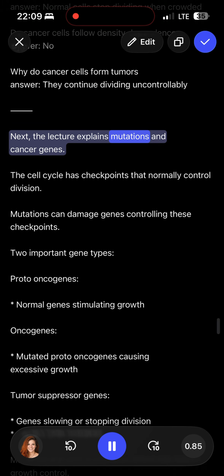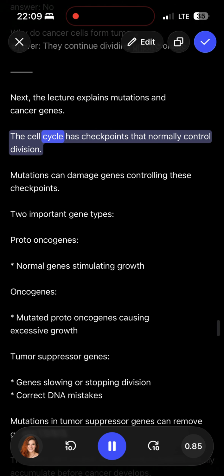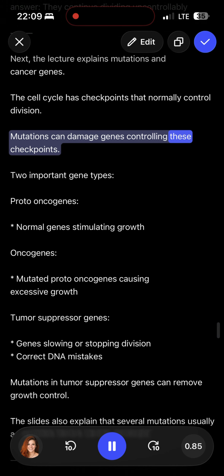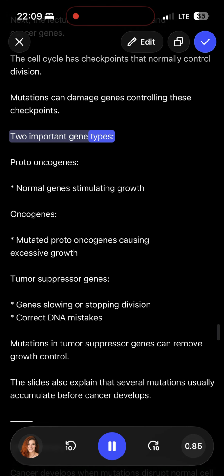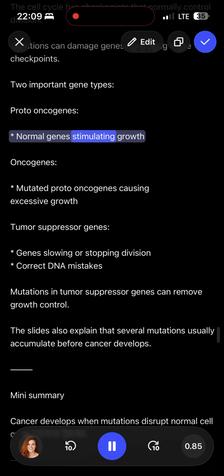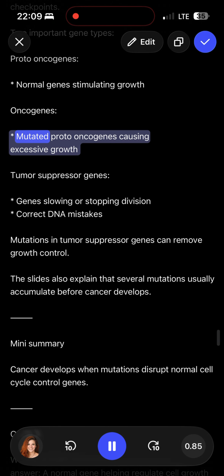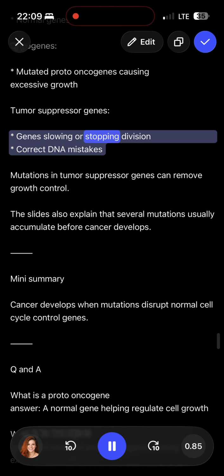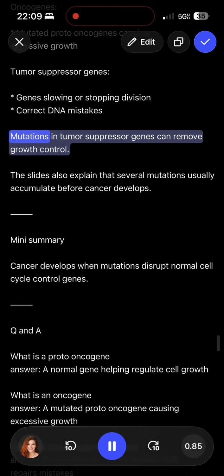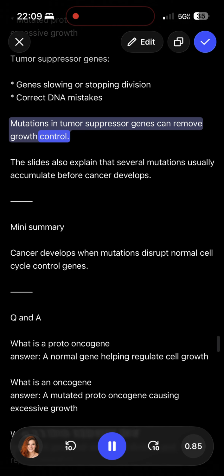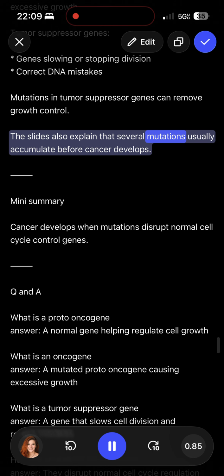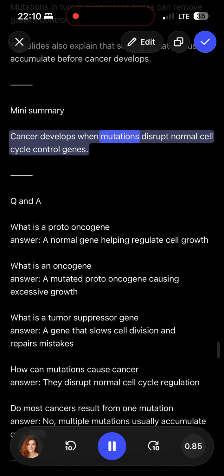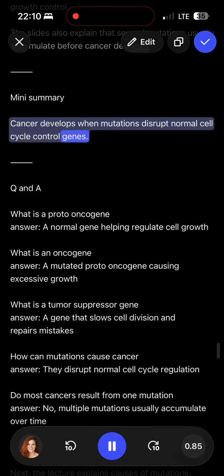Next, the lecture explains mutations in cancer genes. The cell cycle has checkpoints that normally control division. Mutations can damage genes controlling these checkpoints. There are two important gene types: proto-oncogenes, normal genes stimulating growth, and oncogenes, mutated proto-oncogenes causing excessive growth; and tumor suppressor genes, genes slowing or stopping division and correcting DNA mistakes. Mutations in tumor suppressor genes can remove growth control. The slides also explain that several mutations usually accumulate before cancer develops. Mini summary. Cancer develops when mutations disrupt normal cell cycle control genes.